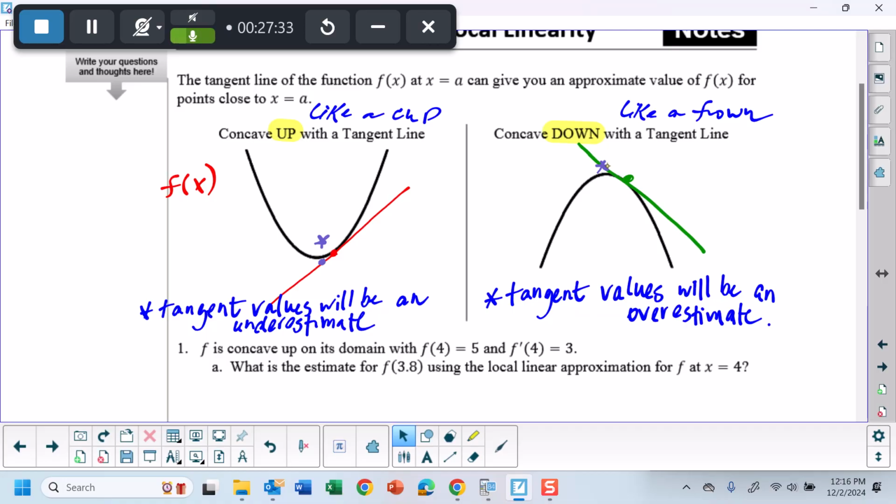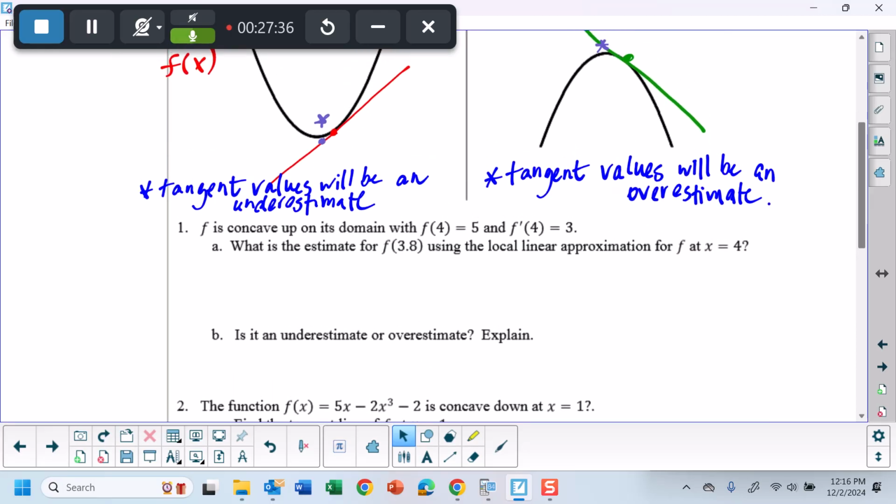All right, so let's take a look at this first one. My function is concave up on its domain, so we'll go ahead and draw a little sketch like that. There's our shape that's concave up on that domain. I know that the input value at 4 gives me an output value of 5, and that the instantaneous rate of change at 4 is 3. If I want an estimate for something super close to this, using local linear approximation for f at f of 4, what would that look like?